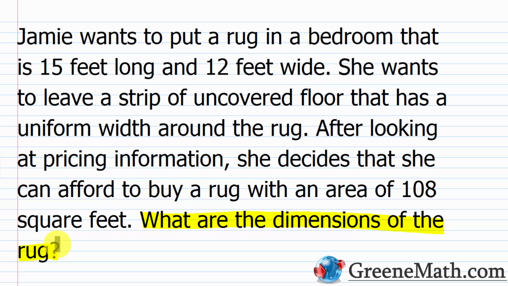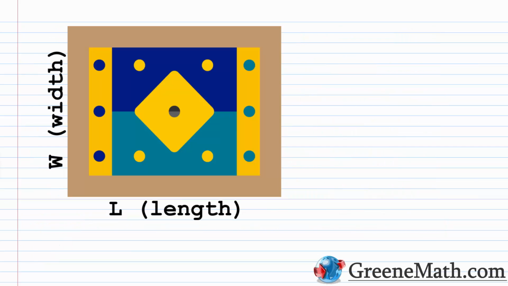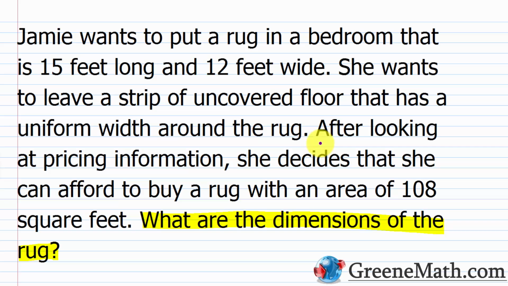Well, to solve this problem, if you haven't seen it before, it might be a little challenging to set up, okay? So usually what you do with this is you draw a little diagram, and I have that already set up. And what you'll see here is that the entire rectangle is meant to represent the bedroom, okay? And then you have this smaller rectangle, which represents your rug. And then the brown you see, that's the strip of uncovered floor around the rug, okay? And that's actually the key to understanding this problem. So when we go back up, I just want to read this part one more time. She wants to leave a strip of uncovered floor that has a uniform width around the rug.